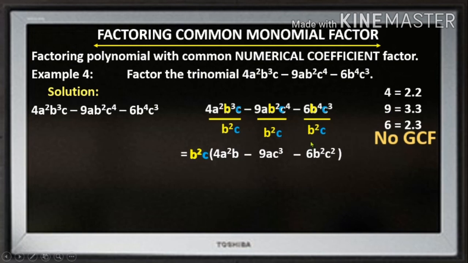Okay, b here is in the fourth degree. In the denominator, b is in the second degree. So 4 minus 2 is 2. c also here is in the third degree. And c here is in the first degree. So 3 minus 1, understood to have 1 as its exponent. So the quotient is c squared. Okay. So that is the complete factor b squared c multiplied by 4a squared b minus 9ac cubed minus 6b squared c squared are the complete factors of the trinomial with b squared c as its greatest common monomial factor. Okay, so that's how we do factoring common monomial factors.